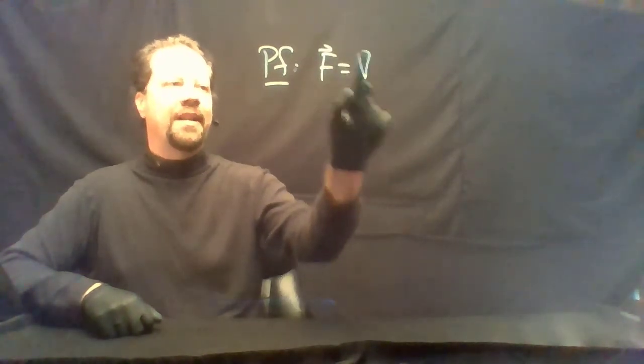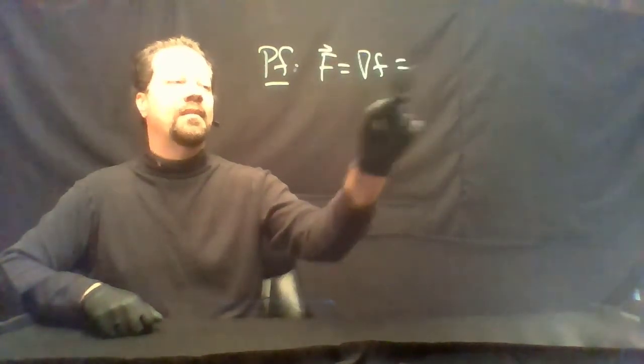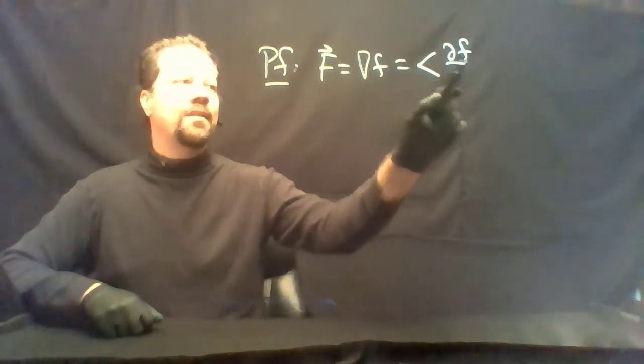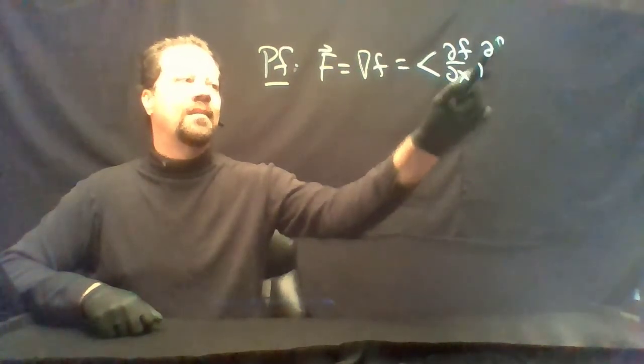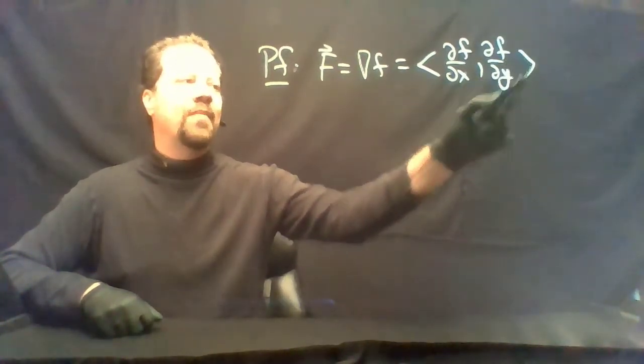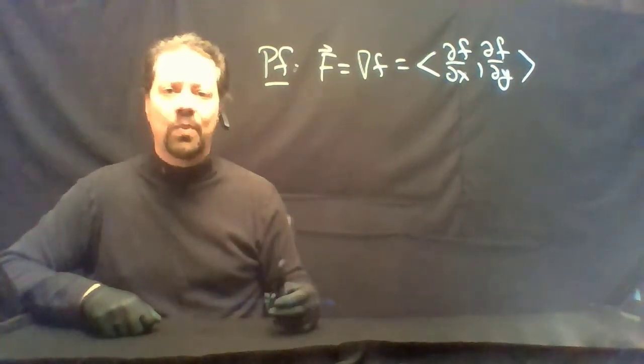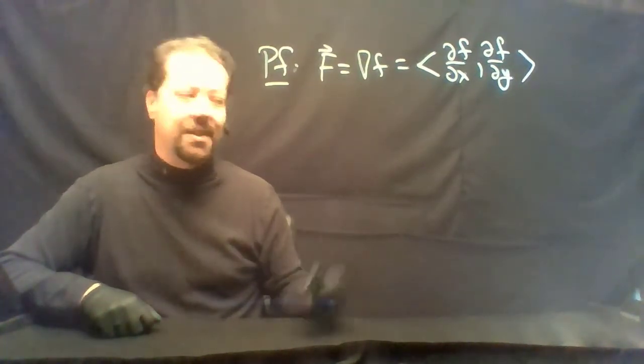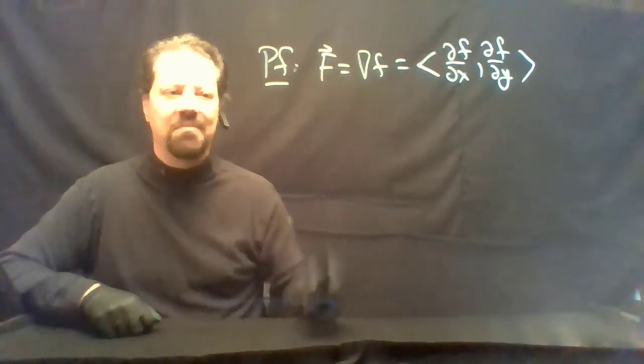So, proof. Suppose F is a gradient field. That means the coordinates are df dx, df dy. We can do this in the plane. This works in space, it works in arbitrary dimensions. The proof works out pretty much the same.